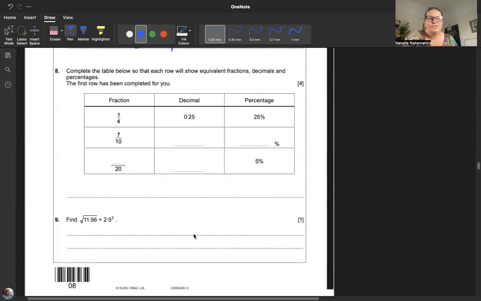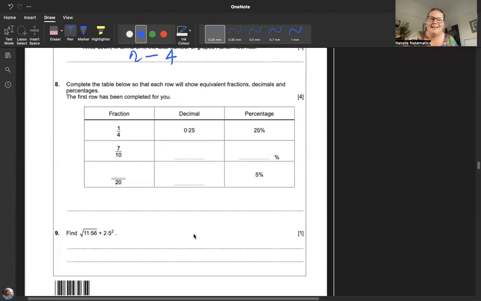Question number 8. Complete the table below so that each row will show equivalent fractions, decimals, and percentages. The first row has been completed for you.